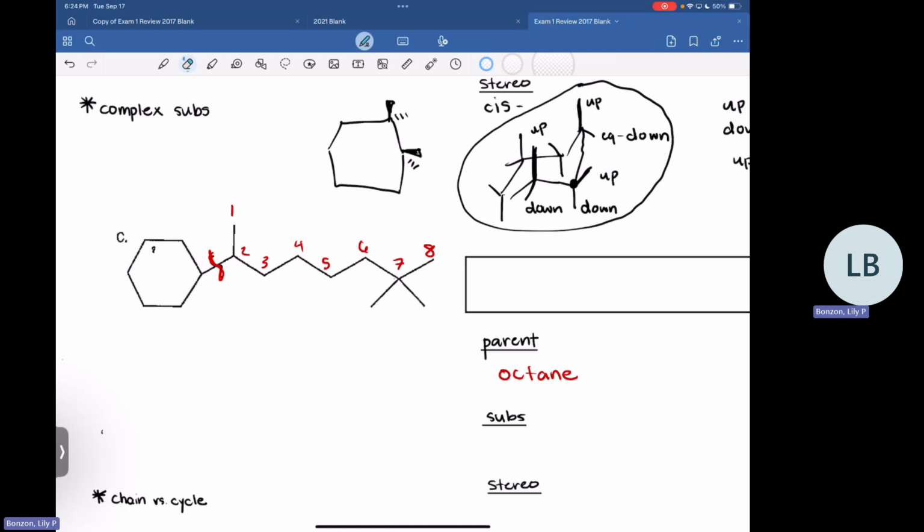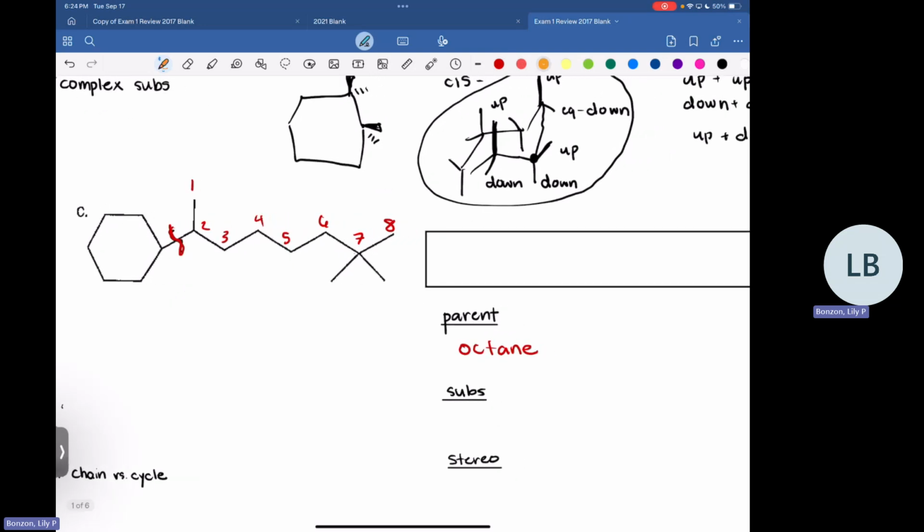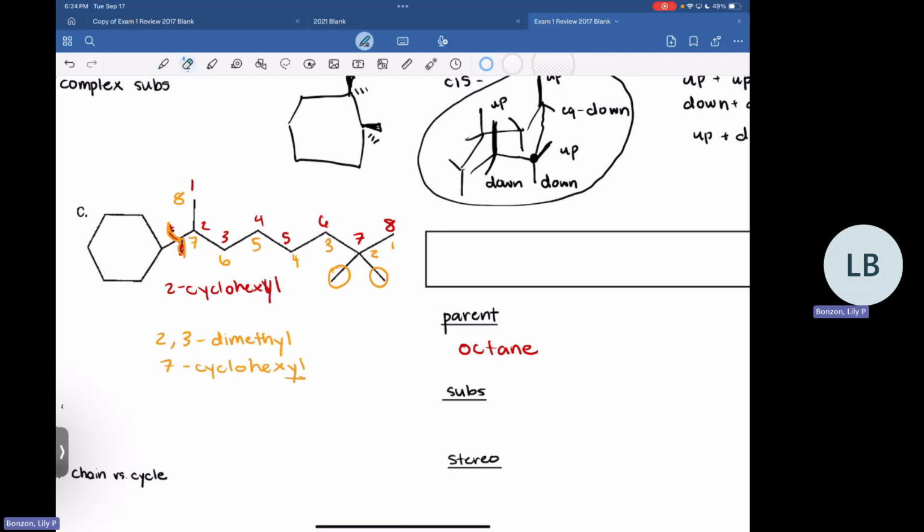Now that we know that this octane is going to be our parent, I'm going to number it back and forth just to make sure I have the lowest numbers for my substituents. We have the cyclohexyl substituent and these 2 methyls. We already numbered from left to right, so I'm going to do right to left: 1, 2, 3, 4, 5, 6, 7, 8. If we do the orange numbering, we get a 2,2-dimethyl and a 7-cyclohexyl. And if we do the red, we get a 2-cyclohexyl and a 7,7-dimethyl.